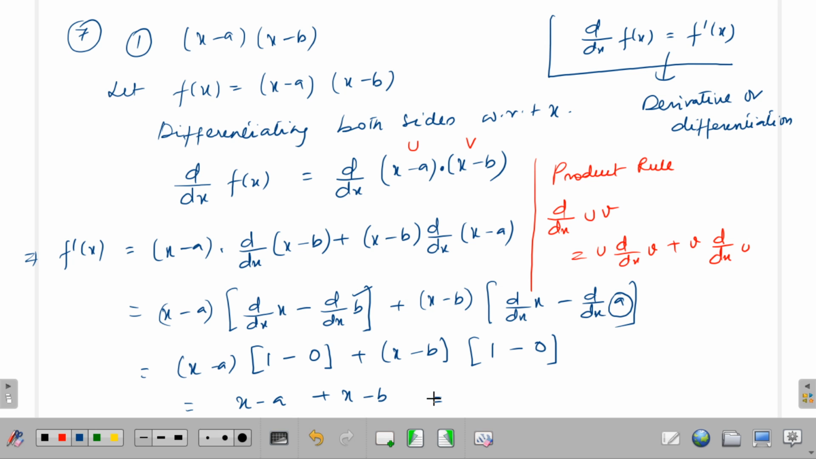So the answer would be nothing more than 2x minus a minus b. So that is your answer for your first one. Okay, and again I'm going to repeat, don't forget your d by dx of constant is equal to 0, and also d by dx of your x is nothing more than 1. Okay, so I got this one to be your question number 7.